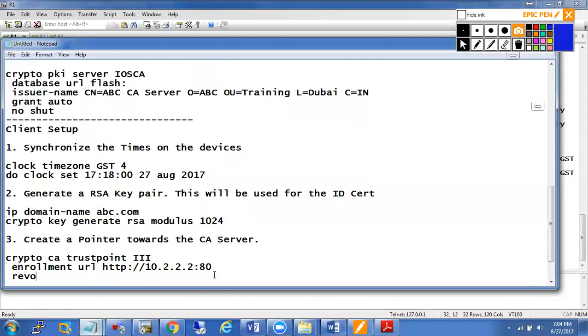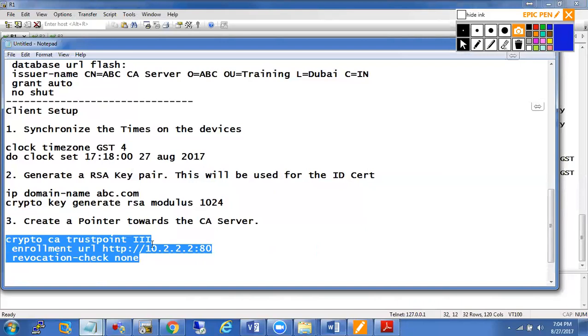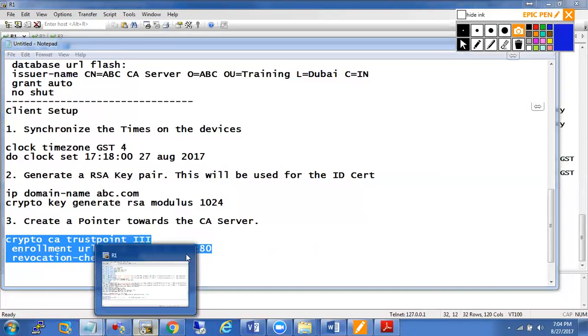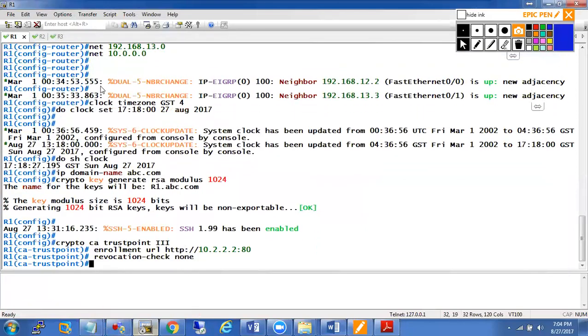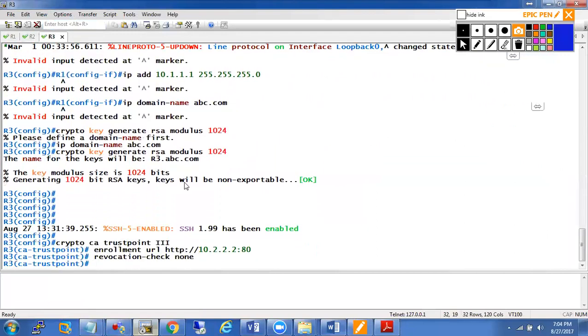Revocation check. Remember the CRL? None. Means I don't have a CRL because I didn't define any CRL on the CA server. So this is basically saying I'm not going to check the CRL. I'm just going to check the validity of the certificate. So I'm going to create the pointer on my device, so my device knows where my CA server is. So I'll go to router 1, point to it, and router 3, point to it. Good so far?